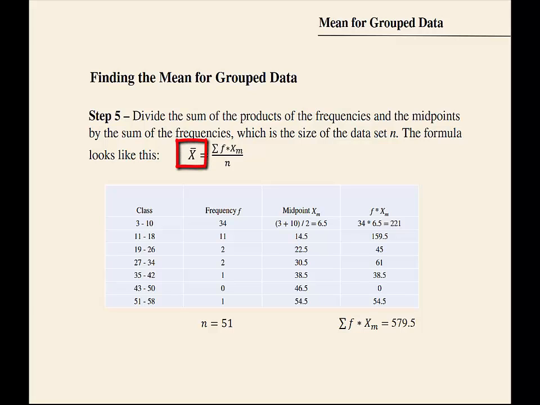X bar, and we use the symbol for the sample mean here since this procedure will result in an estimate of the mean for the population, is equal to the sum of the products of the class frequencies and midpoints divided by the size of the data set. The size of the data set we will find by adding all of the frequency values together, since they represent numbers of values in each class.